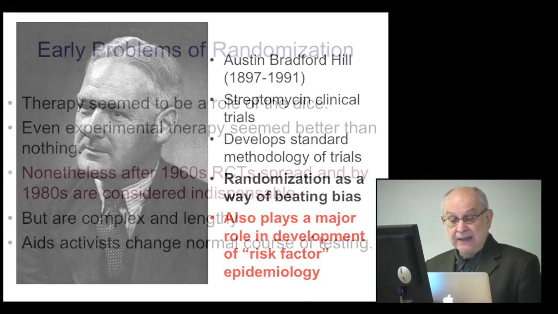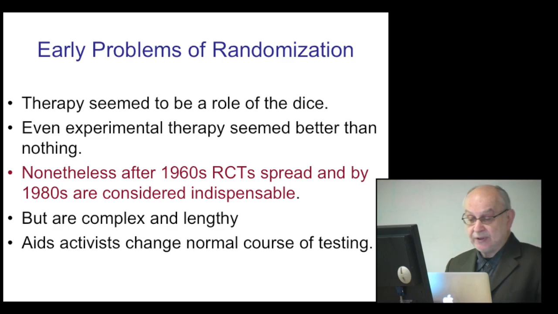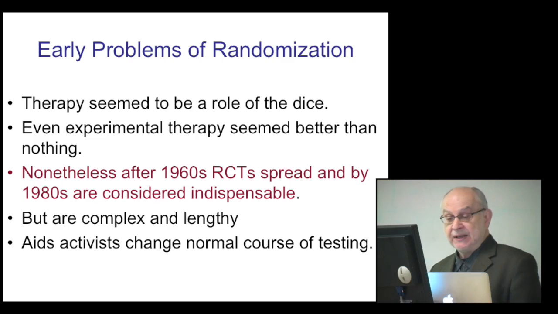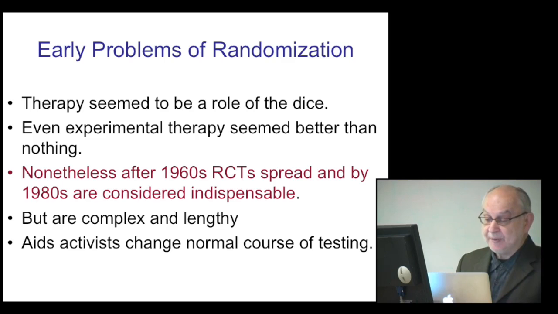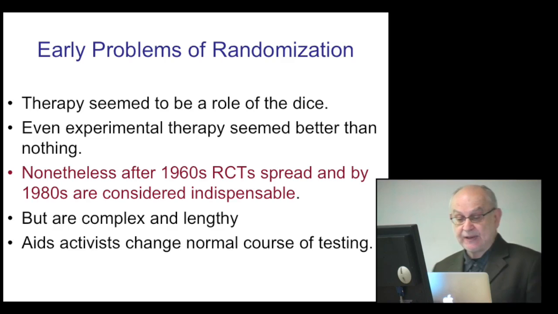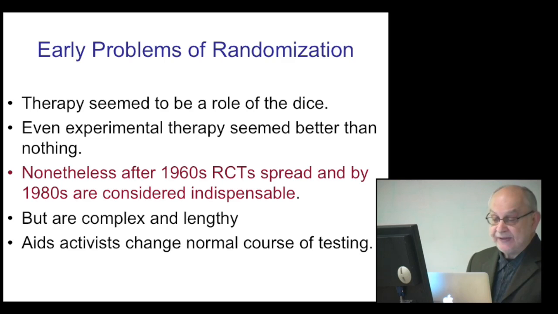Until the 1960s, there were relatively few clinical trials using controls, proper statistical methods, double-blind randomization. But quite quickly, all this changed. And by the 1980s, they were widely accepted as the gold standard of research. Now, there were all kinds of problems with them.